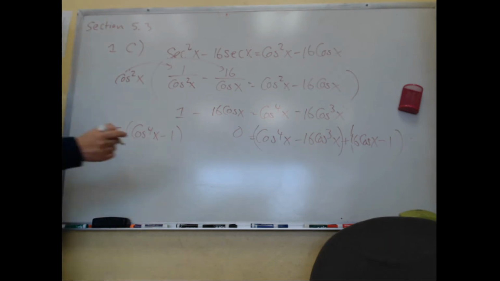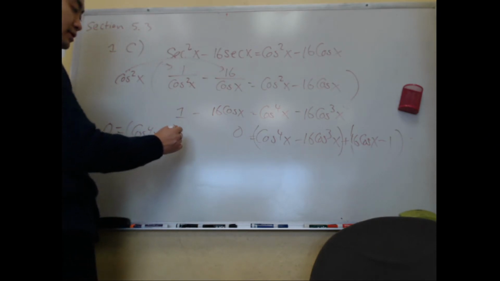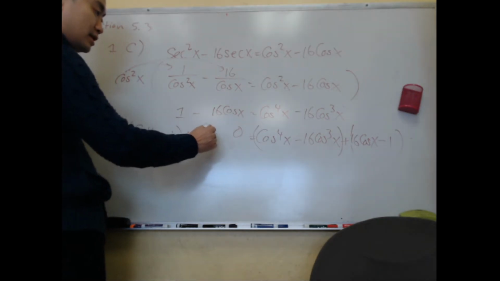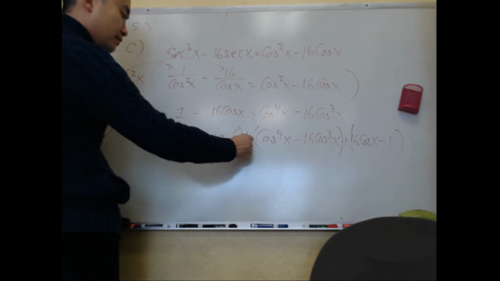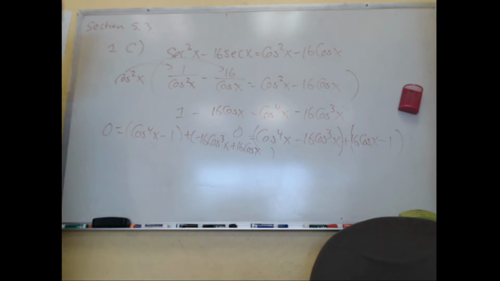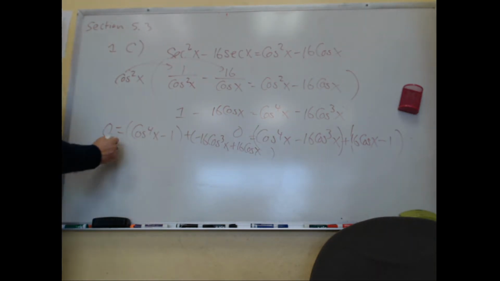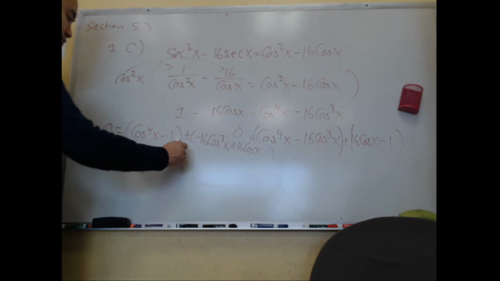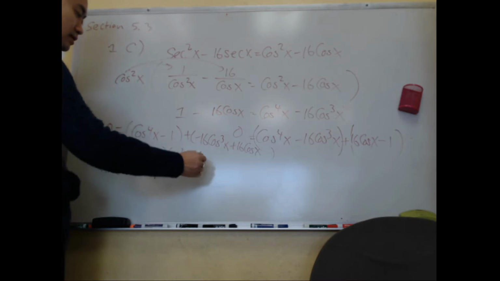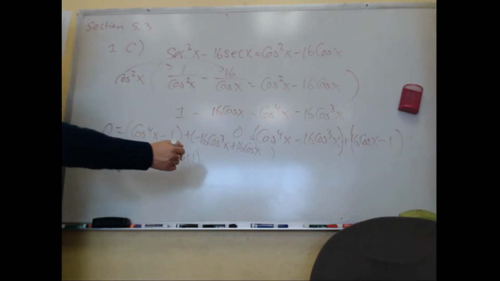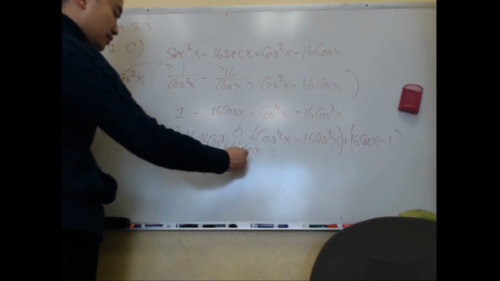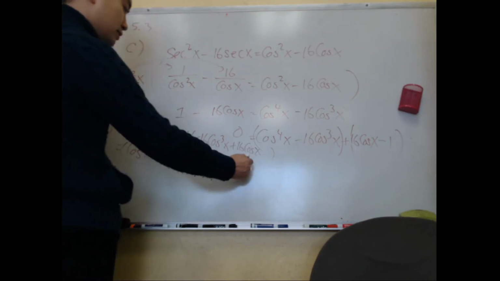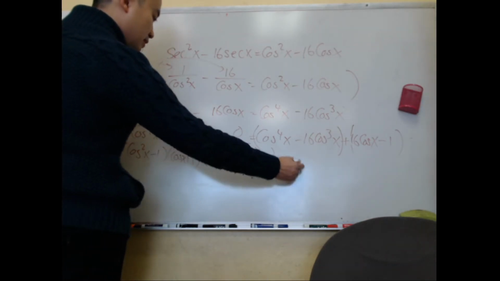And then the second and the third, and then minus, and then take out 16 cosine of x. Would that work? So we got cosine squared of x minus 1 times cosine squared of x plus 1. And then the other one, we just take out negative 16 cosine of x. So we got cosine squared of x minus 1, right?